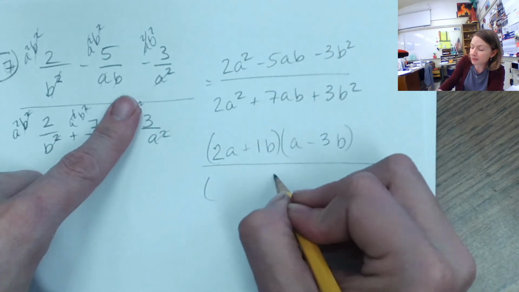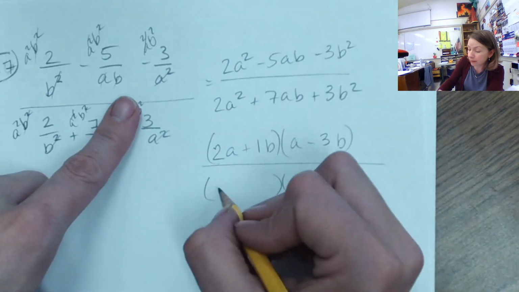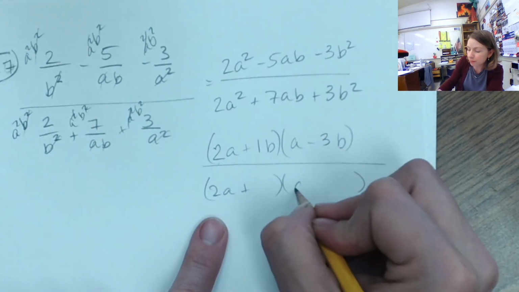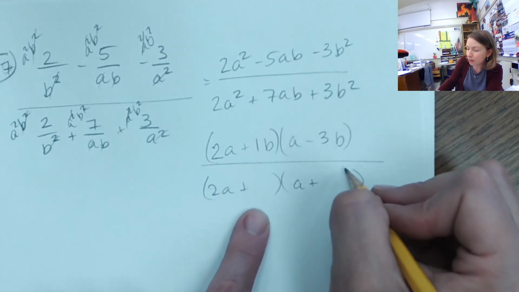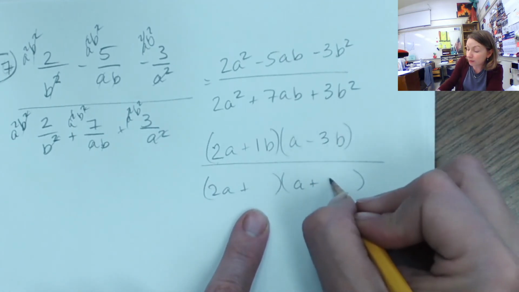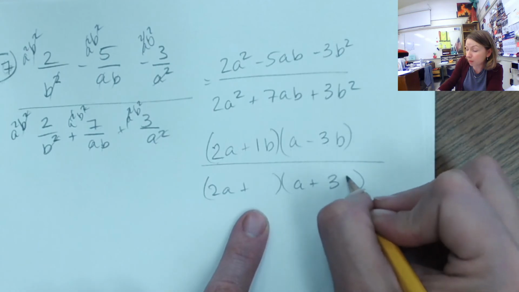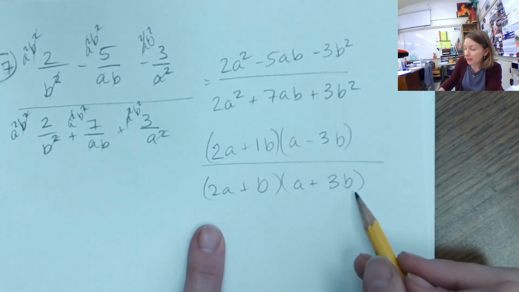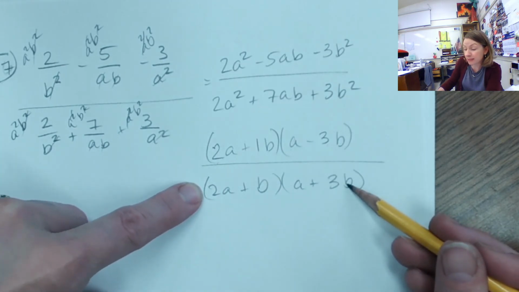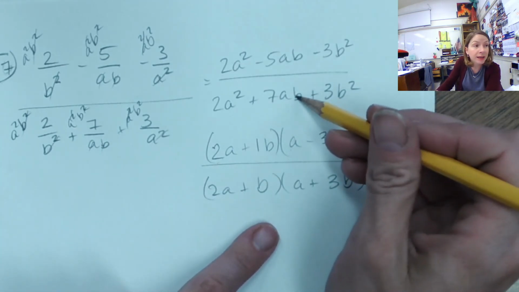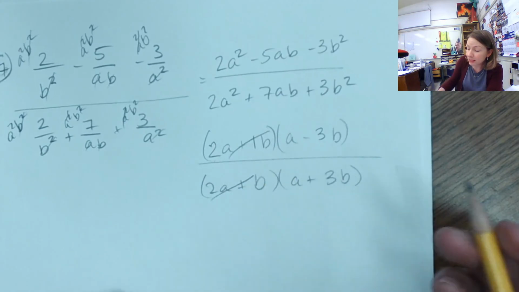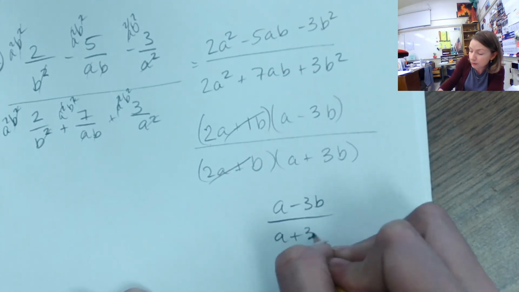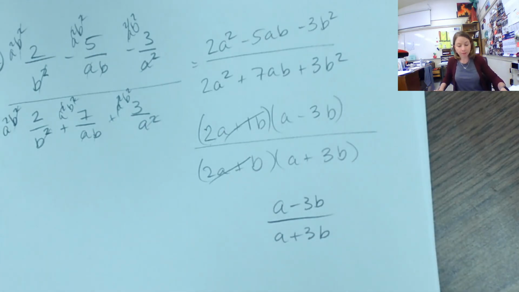On the bottom, it's going to factor pretty similarly. I've got a 2a. The big difference here is that my signs are going to be the same. In fact, this one is exactly the same, but my signs are positive for both of them, because this gives me a 6ab plus 1ab gives me 7ab. So then these things cancel, and I've got a minus 3b all over a plus 3b. Okay?